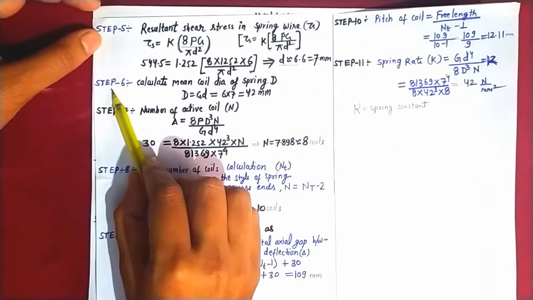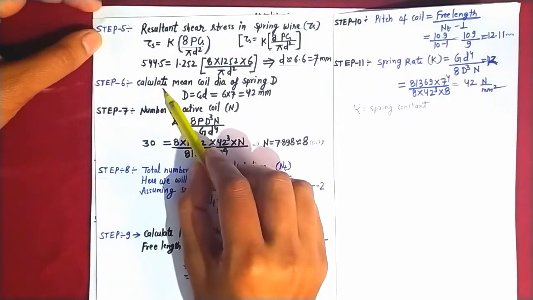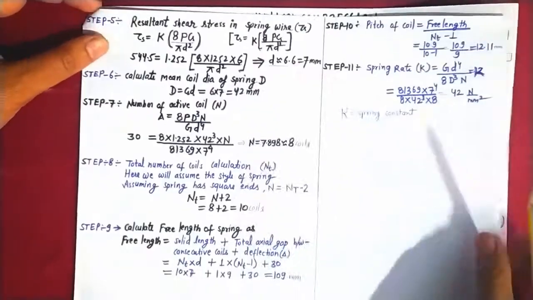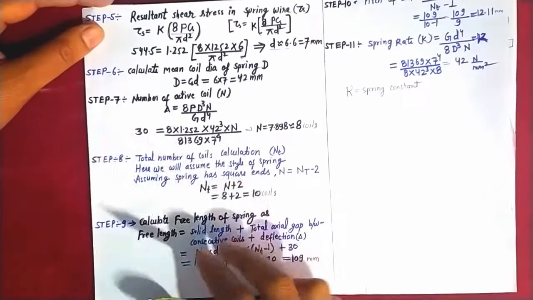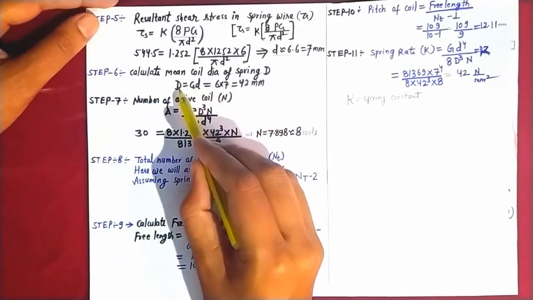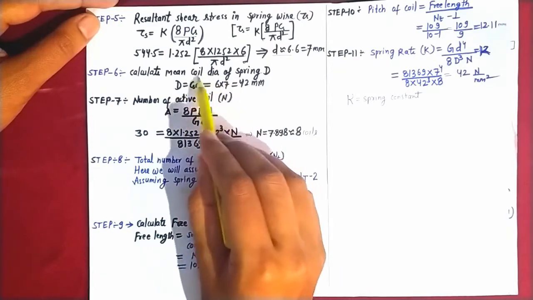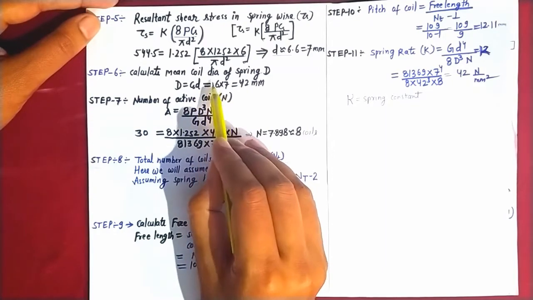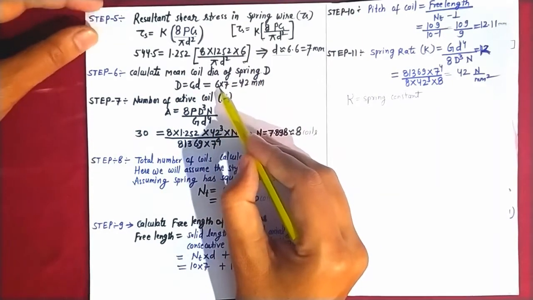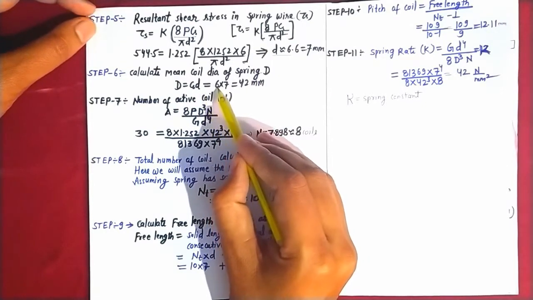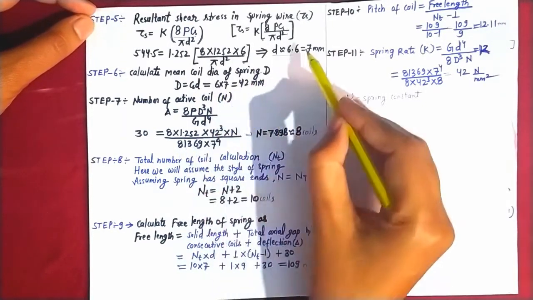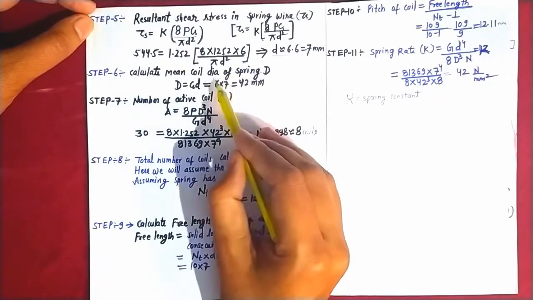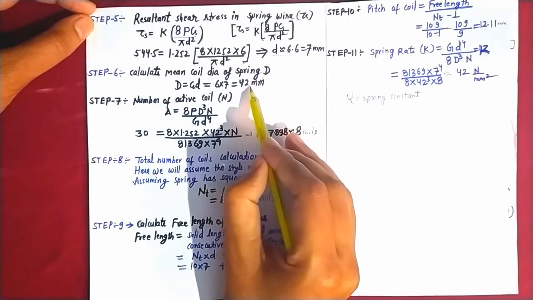Okay, now go to step number 6. In step number 6, we have to calculate the mean coil diameter of the spring. Okay, the mean coil diameter, that is the diameter of the coil of the spring, we have to calculate. So using the value of the spring index, the mean coil diameter D is given as spring index into diameter of the spring wire. So spring index is 6. We have already assumed the value of 6 in step number 3, and the value of diameter of the wire is 7 mm, calculated in step number 5. So we can calculate the mean coil diameter of the spring, capital D, as 42 mm.